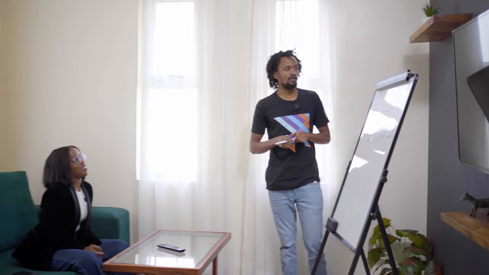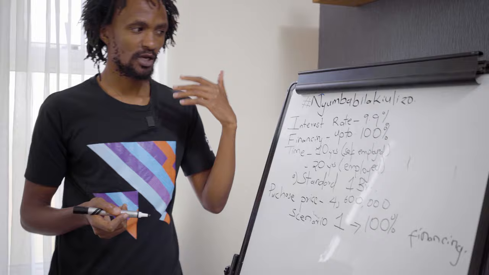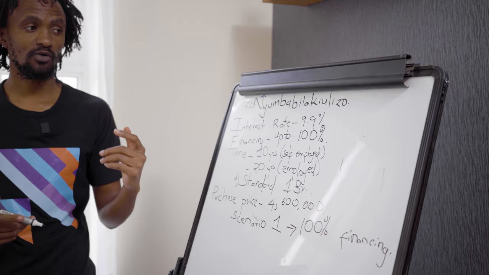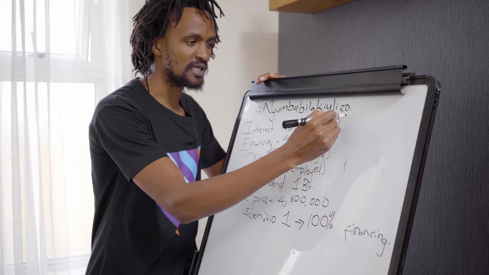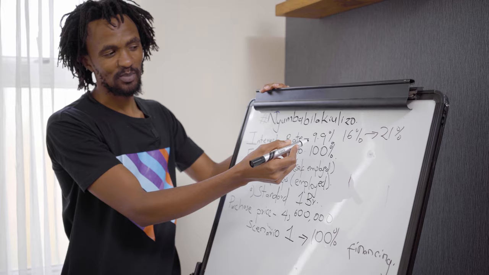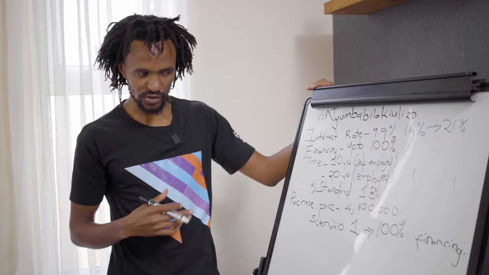So today I'm the student. You're taking me through different scenarios. All right, let's start. Like Moshiri told you, this particular mortgage plan is called Nyumba bila kiulizo, and the interest rate is 9.9%. Why this is unique is because the current commercial rate, by commercial I mean outside this Nyumba bila kiulizo, ranges from 16% all the way to 21%. So 9.9% is nearly half of the average commercial rate. We are going to run a few scenarios so that you see the difference between a 9.9% mortgage and a 16% mortgage.